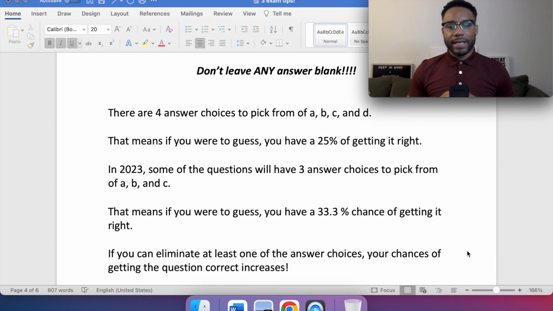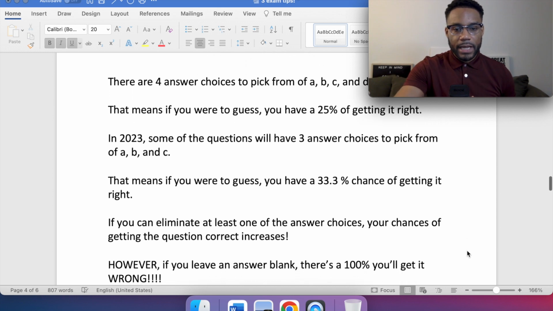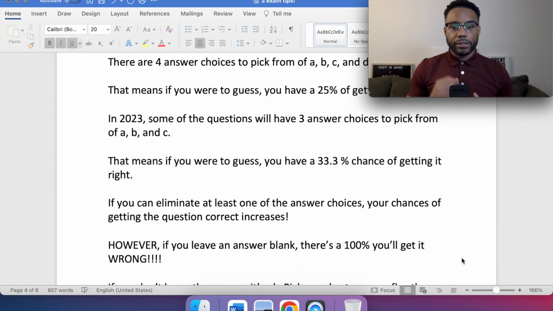That means if you were to guess, you have a 33.3% chance of getting it right. Because remember, 3 answer choices, 33 plus 33 is 66, plus 33 is 99. And then the 0.3, it becomes 99.9% chance of getting it correct, just round it up. So it just makes it easier to pick the right answer. If you can eliminate at least one of the answer choices, your chances of getting the question correct increases. However, if you leave any answer blank, there's a 100% chance you'll get it wrong.